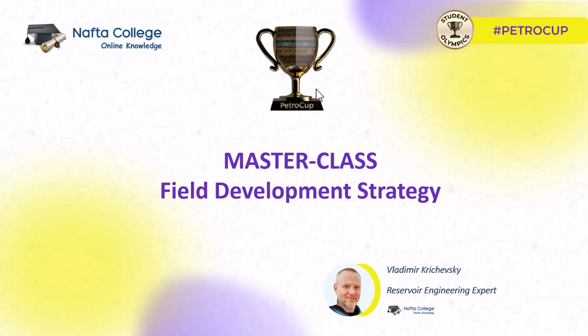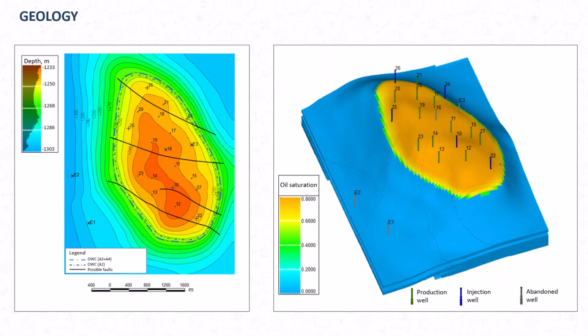In this short video, I'm going to give you an example on how to build a field development strategy for a synthetic asset. So here's an asset. The geology looks quite simple. It is a single dome, but what we can see on the left map is there are several possible faults which we can't first say are transparent or sealing.